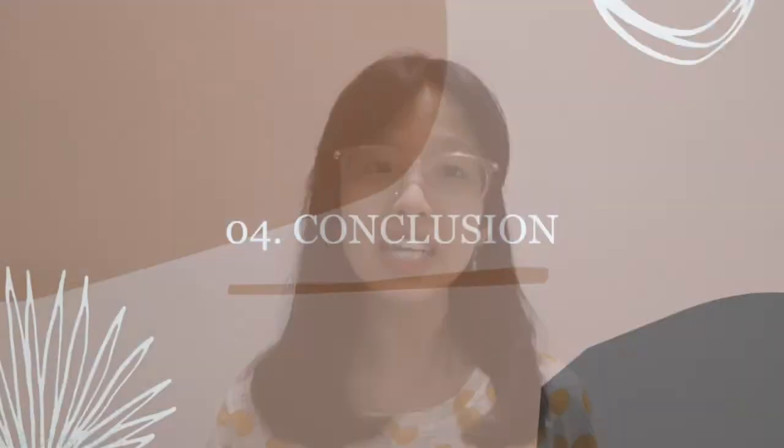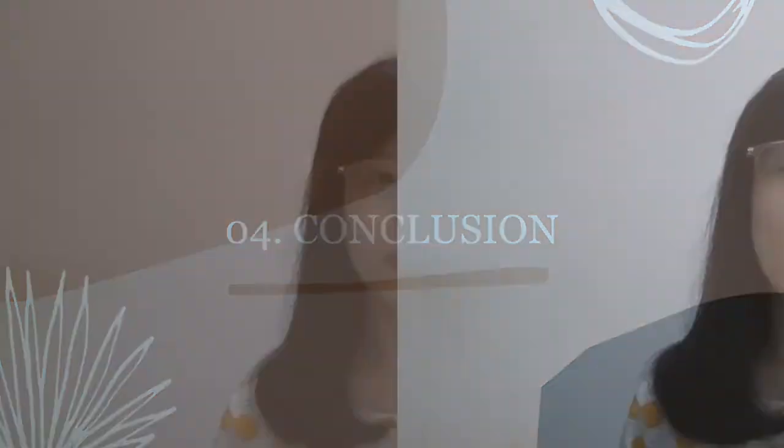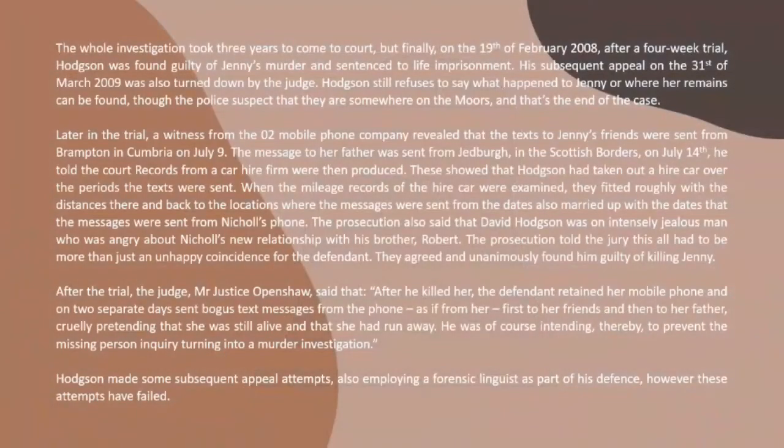Now we are in Section 4, the conclusion, the ending of the case. The whole investigation took 3 years to come to court, but finally on the 19th of February 2008, after a 4-week trial, Hodgson was found guilty of Jenny's murder and sentenced to life imprisonment. His subsequent appeal on the 31st of March 2009 was also turned down by the judge. However, Hodgson still refuses to say what happened to Jenny or where her remains can be found, though the police suspect that they are somewhere on the moors, and that's the end of the case.